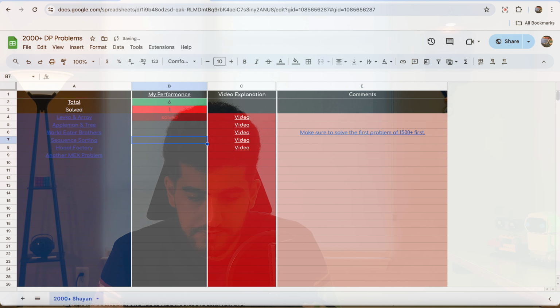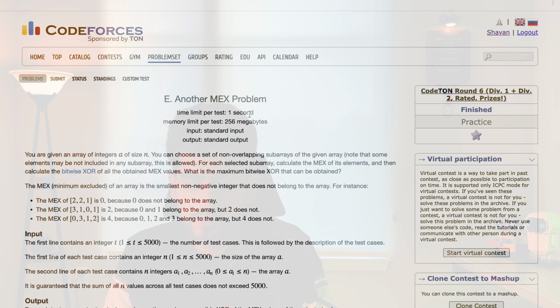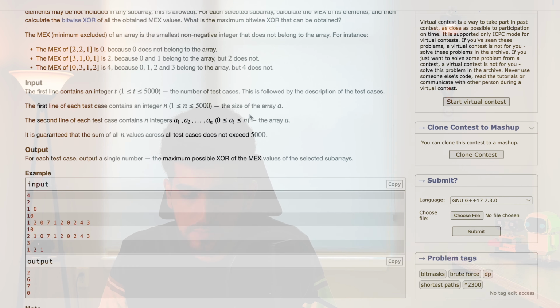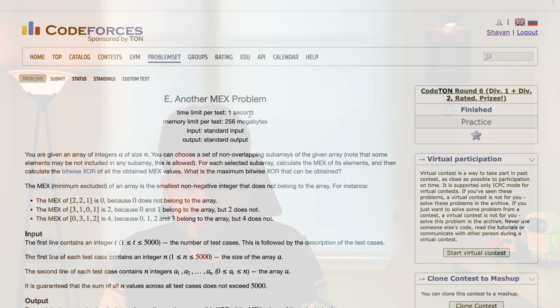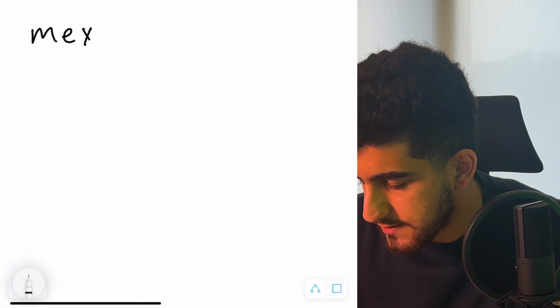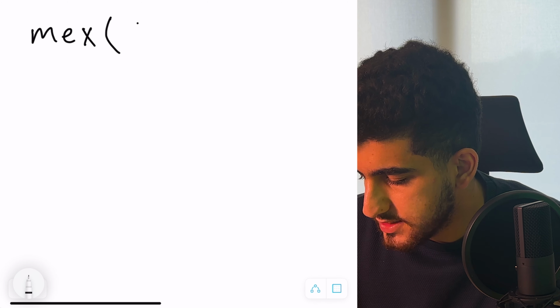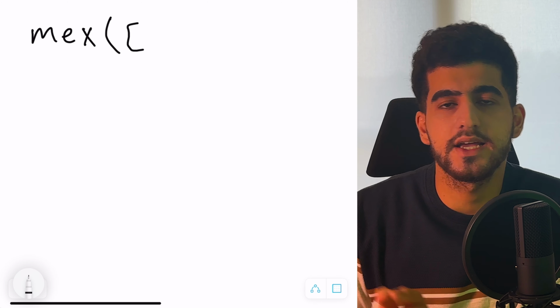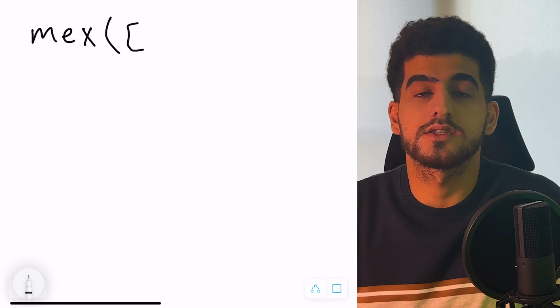Okay, let's talk about this problem, another MEX problem, 1870E. In order to understand this problem, the first thing that you need to know is the definition of MEX. Well, MEX means the smallest non-negative integer that is not in a list.